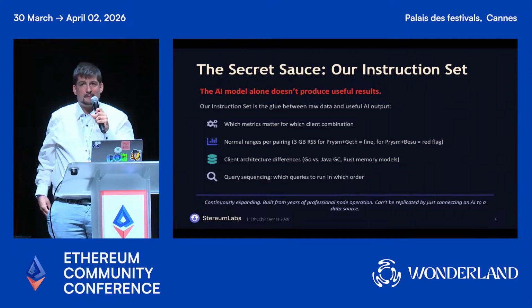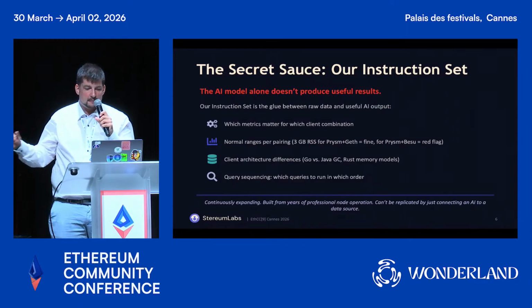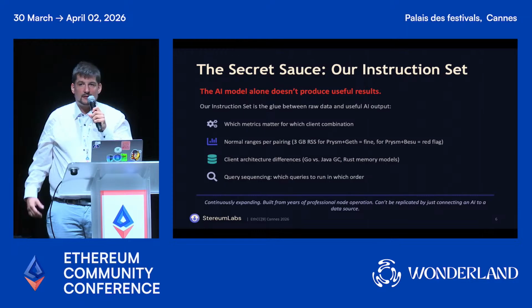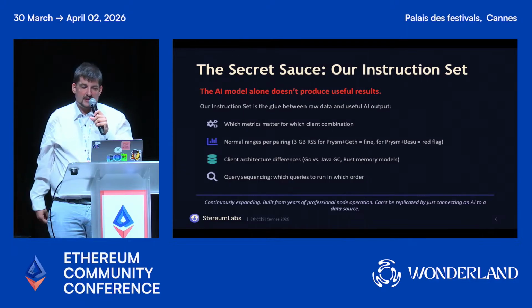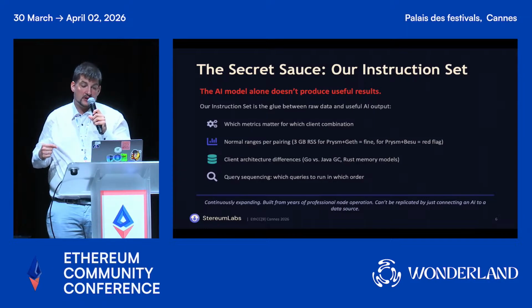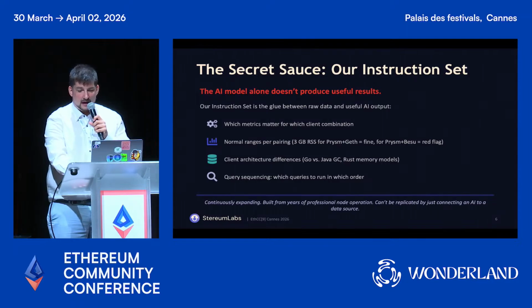The metrics also reflect client architecture differences, for example memory models. And of course, one painful thing is the query sequencing, the order in which you have to run the queries. Everything is answered by AI. And here's the proof.